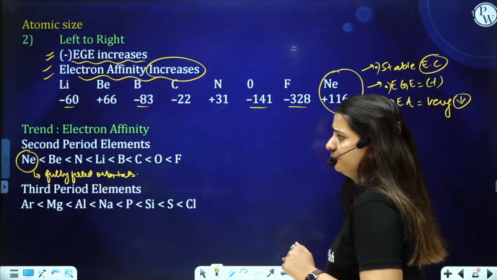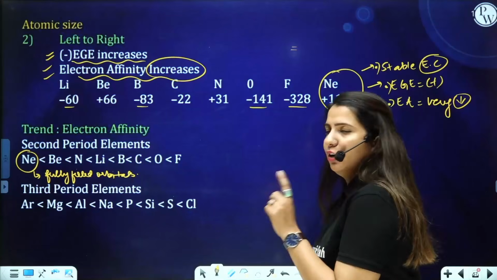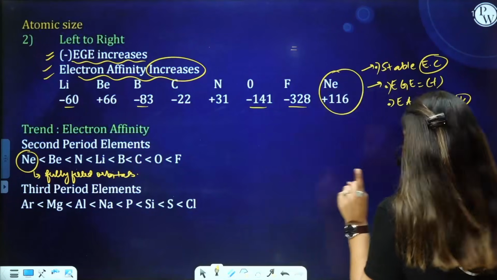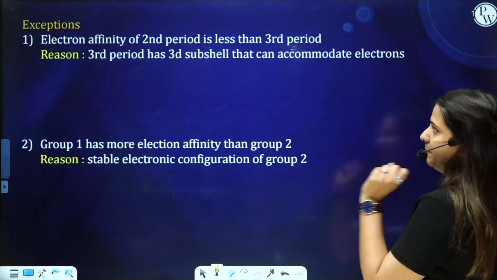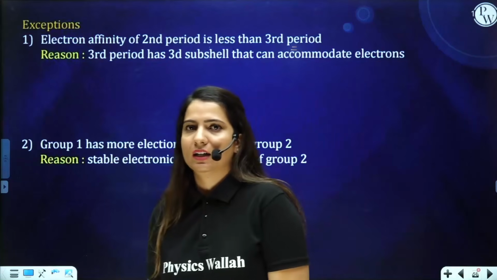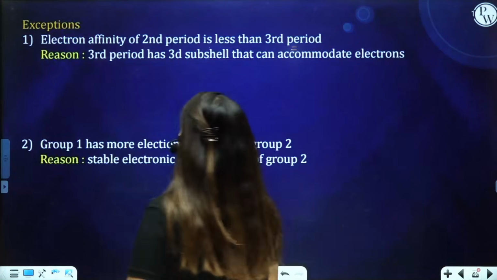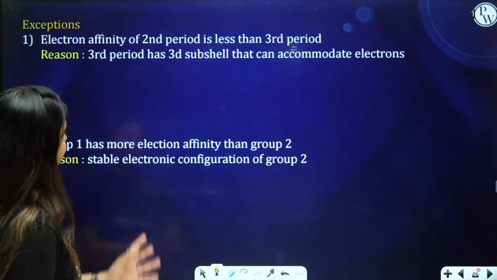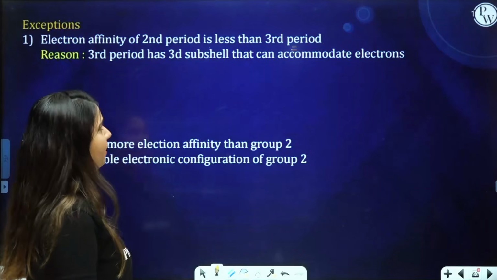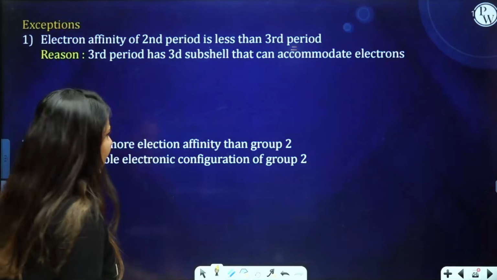Now what is happening? Before explaining this, I need to explain one more thing, that is exceptions. Then only you will be able to understand this whole trend. What is the exception? The first exception is that a second period element has electron affinity less than the third period element. What do you mean by this statement?